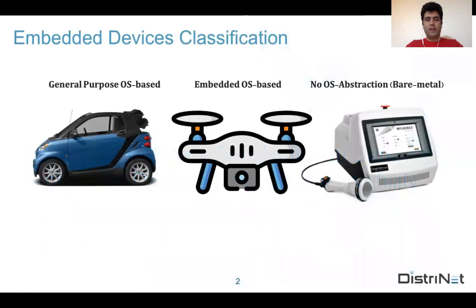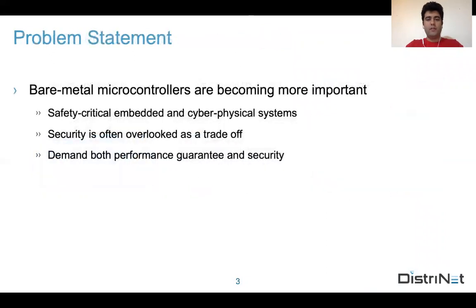Actually, embedded devices can be separated into three classes. The first class is embedded devices with a general purpose operating system, and the second class is embedded devices with some specific and customized operating system. And the third class is embedded devices without any operating system abstraction layer, and we call these devices bare metal devices. Bare metal devices are becoming more important, and they are usually used in safety critical embedded and cyber physical systems. And because of some limitation in the resources of these devices, security is often overlooked as a trade-off.